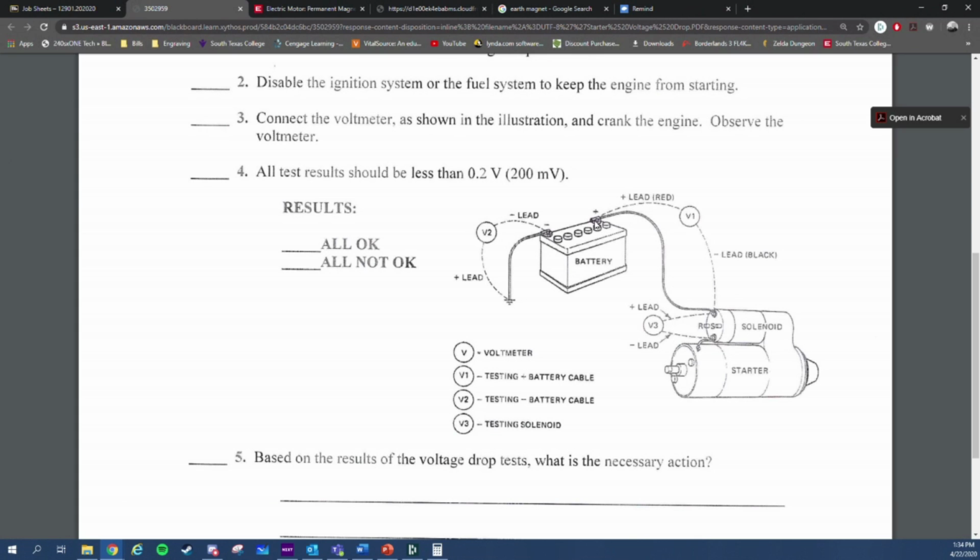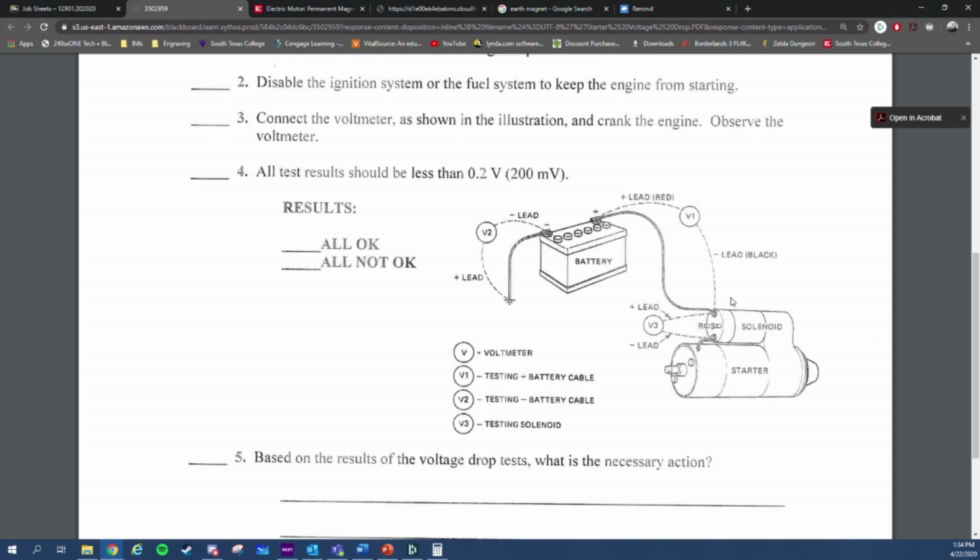On this one, where is this one going to? The ground? The ground's this side, we already discussed that one. What about this one right here? Solenoid. Okay, yeah. So this one is going from your power, which is directly from your battery, all the way to my starter solenoid to the connector right here.